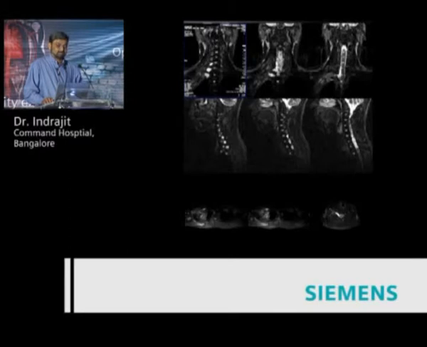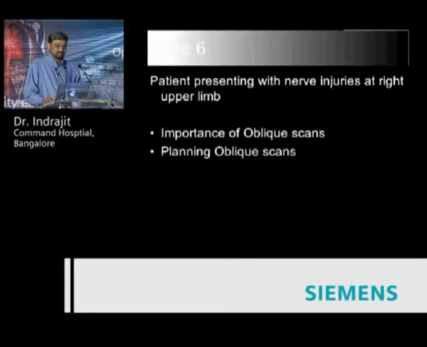So these are the examples, and when there are multiple pseudomeningoceles, one has to evaluate that much more meticulously so that useful information on the roots is given. Sometimes patients, like in this particular case, present with nerve injuries.